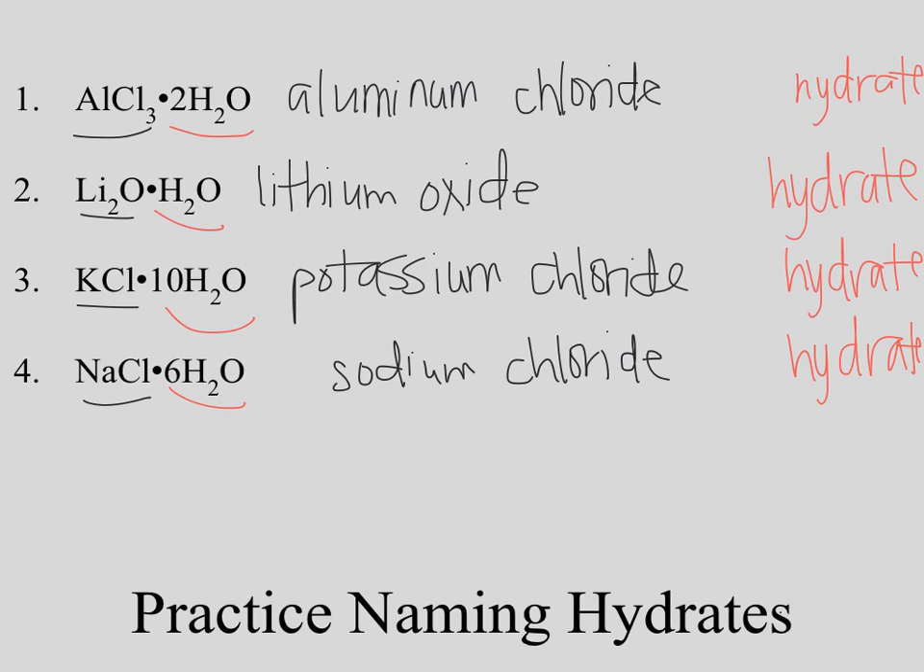The prefix for 2 is di. The prefix for no coefficient in front of the water, so a 1, is mono, and yes, you need to write mono. The prefix for 10 is deca, and the prefix for 6 is hexa. So we have aluminum chloride dihydrate, lithium oxide monohydrate, potassium chloride decahydrate, and sodium chloride hexahydrate.